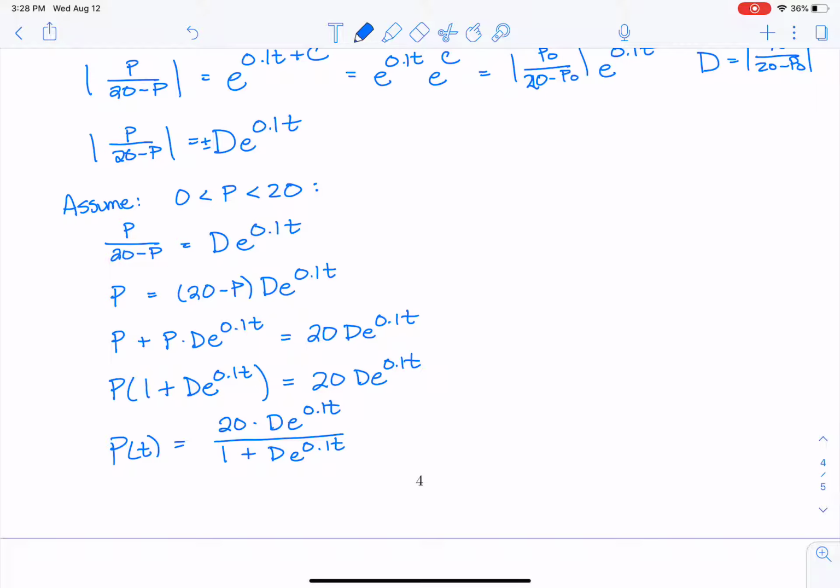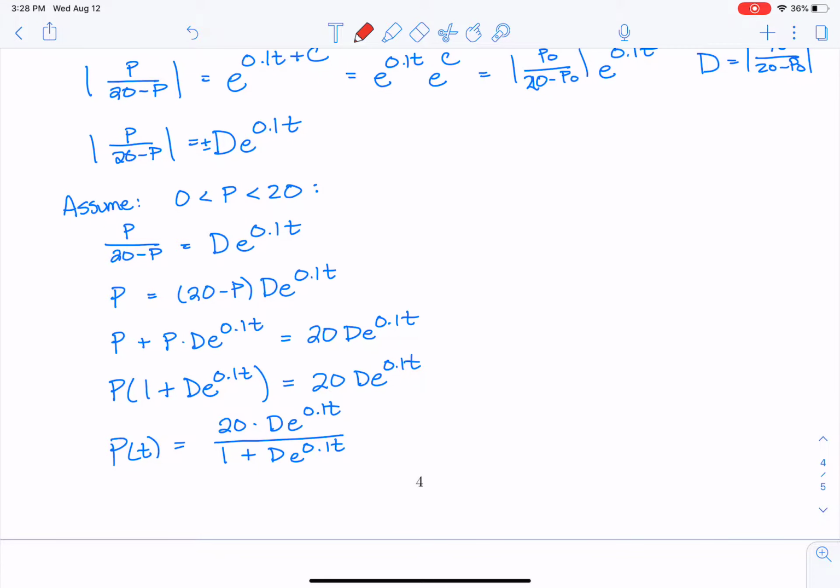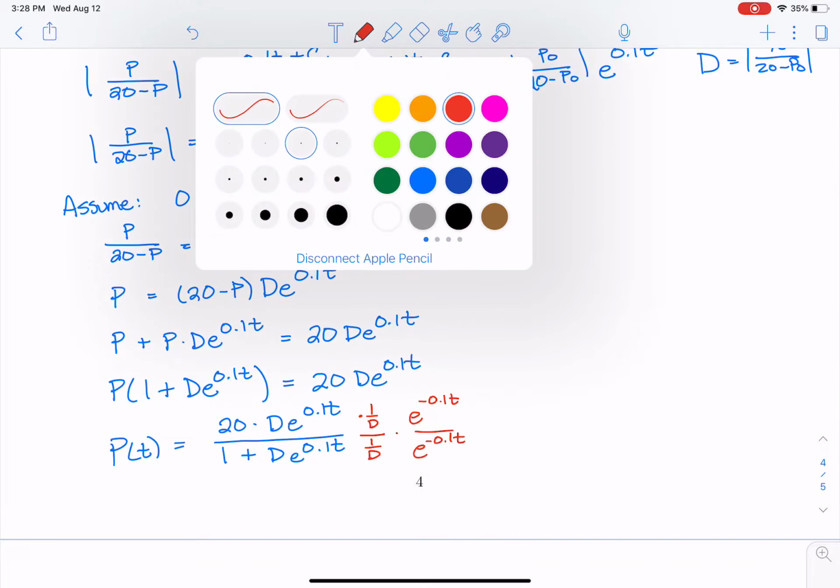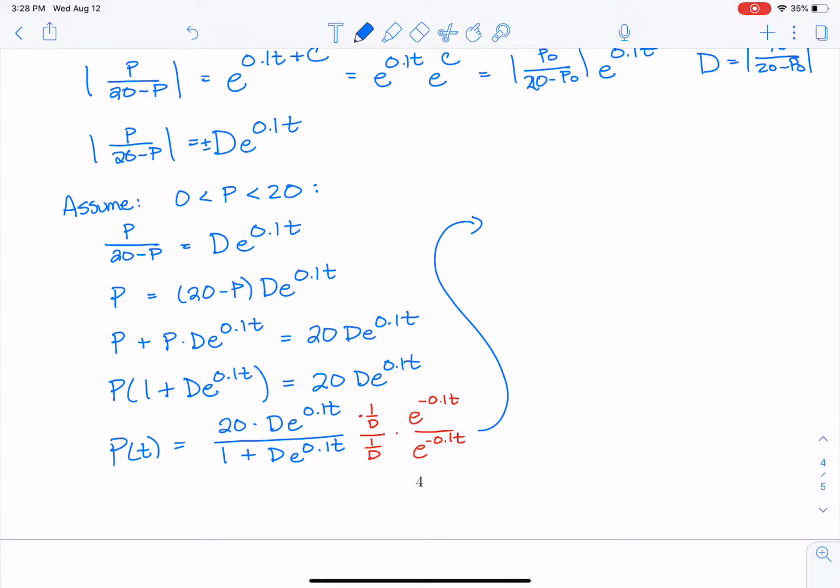And that is the solution, and we could plug in what d is, but it's not very illuminating. So we're going to have to do just a little bit more work. So I'm going to multiply top and bottom by 1 over d. And I'm also going to multiply top and bottom by e to the negative 0.1 t. Okay, so what is the result for that? p of t is going to equal 20 over, because that's going to eliminate the d and the exponential on the top, 1 over d e to the negative 0.1 t plus 1.